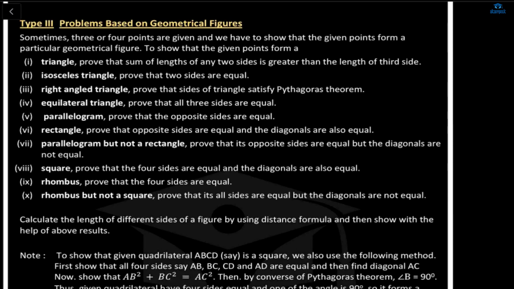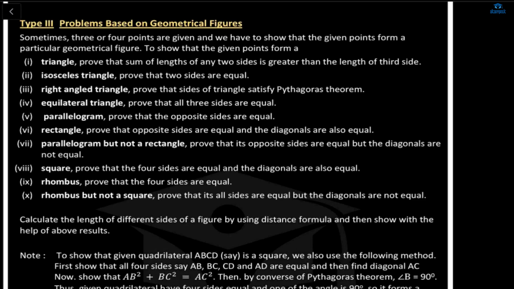But for all these things, first you have to apply the distance formula and find out the distance between the two points, and then you are going to see what the question asks. Now for a parallelogram, you have to prove that the opposite sides are equal, because in a parallelogram the opposite sides are equal.